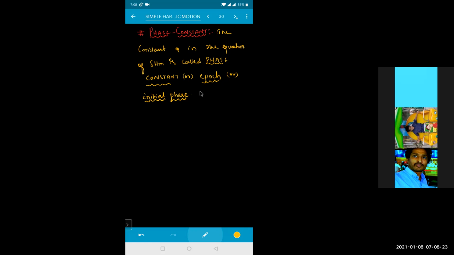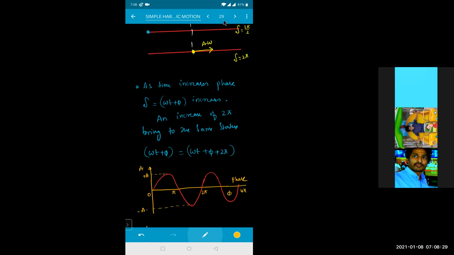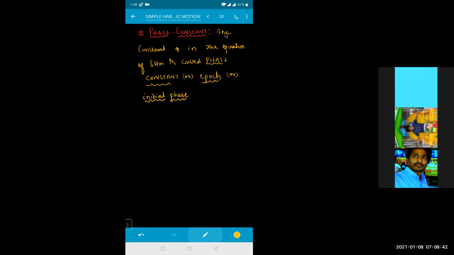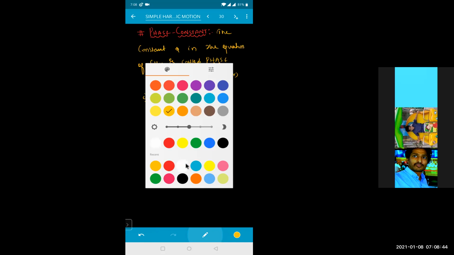Like if t is 0, the particle is in equilibrium position and it is going towards what? Positive direction. Isn't it? If t equals 0 in this equation we got, the particle is where, beta? At your origin. That is nothing but equilibrium, and it is going in which direction? Positive x-axis direction.